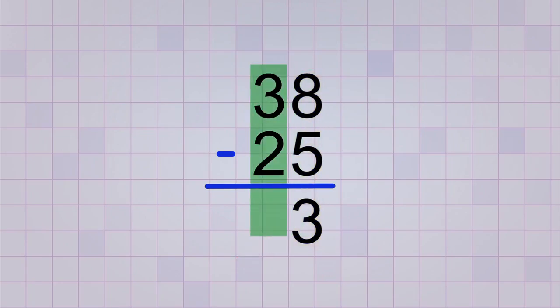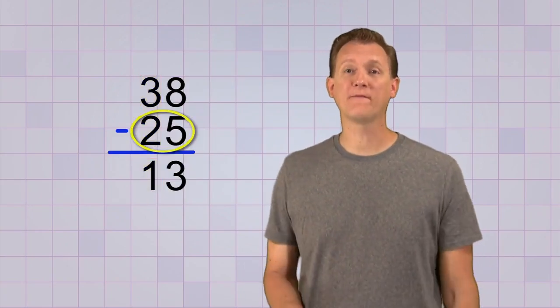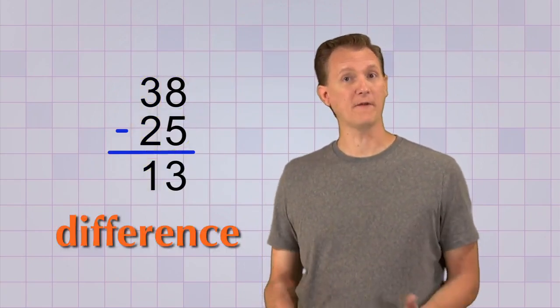Now we move to the next place column to the left, the tens place. There we have 3 minus 2, which is 1. There, we just subtracted 25 from 38 and found out that the difference is 13. All right, let's see another example.